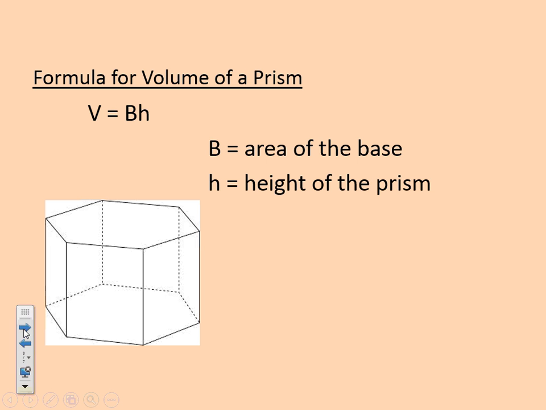So if I look at this, you guys don't have to draw the picture, just make sure you have the formula down. My bases are the two pieces that are the same. So in this case, it's the hexagon. These two hexagons are my bases, and my height is the distance from one to the other. So this right here represents my height. So make sure you have this formula written down, please.